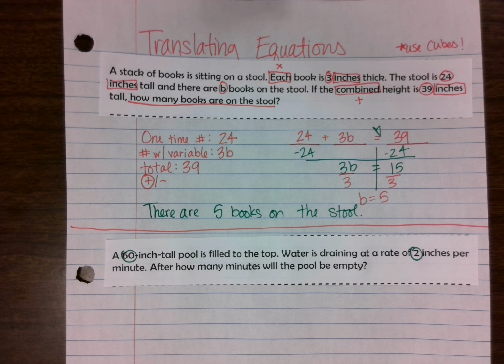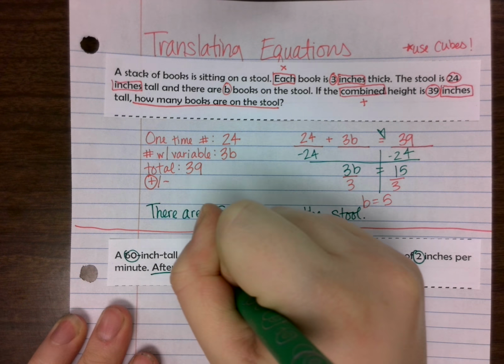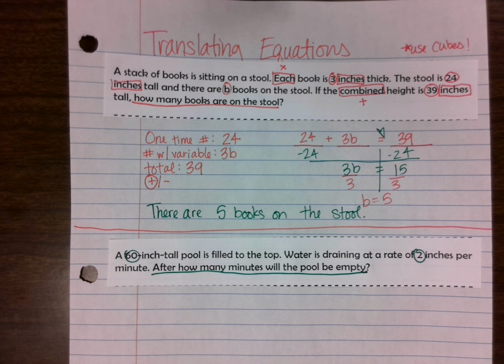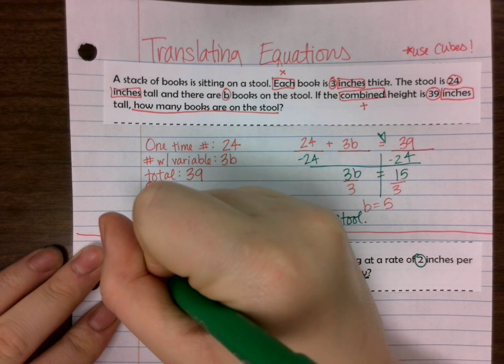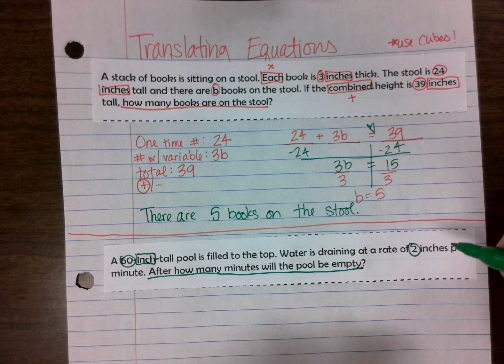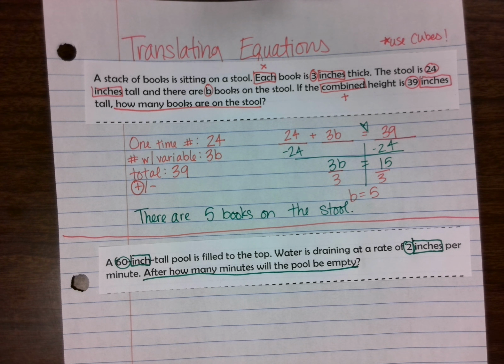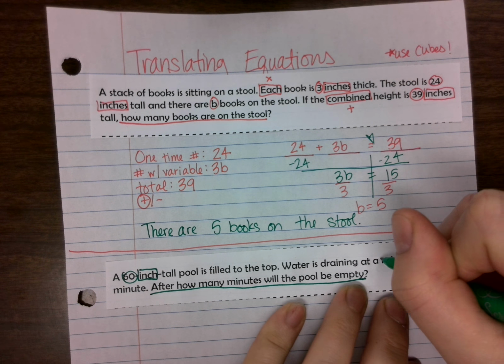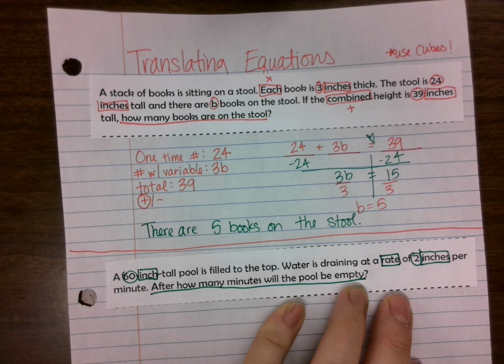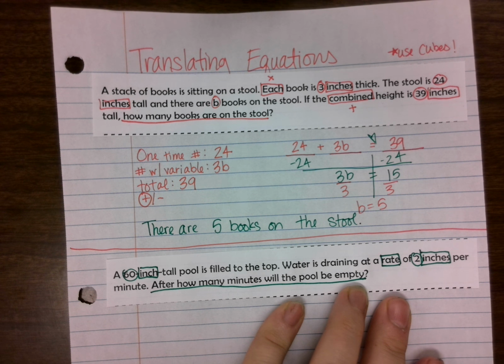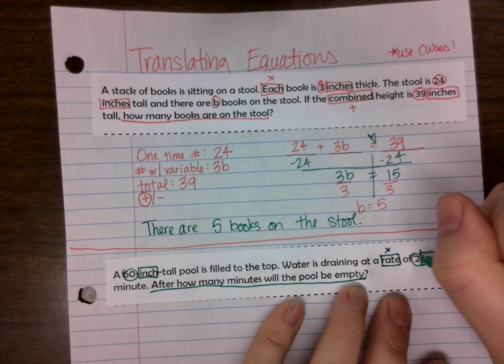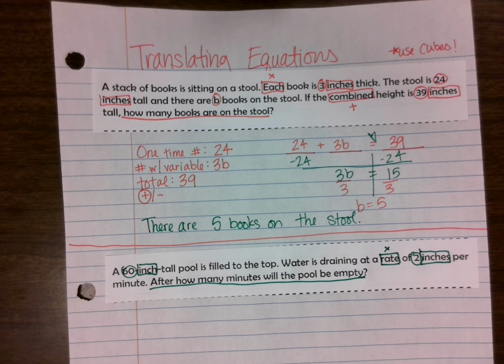We'll come back to that later. You underline the question. After how many minutes will the pool be empty? Box keywords. Remember, we have units. They were both inches, so we are good. And then there's another word, rate. What operation is rate? Multiplication. So that means that 2 is going to be with our variable.